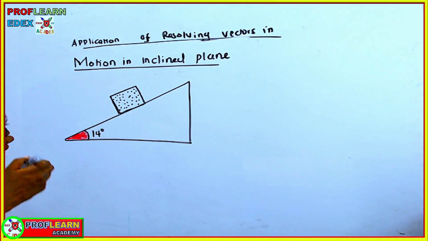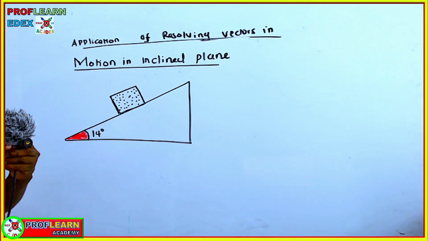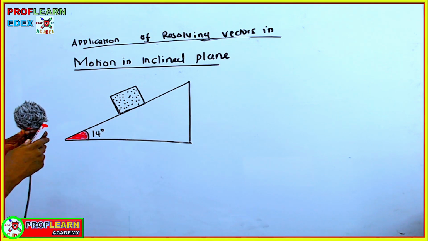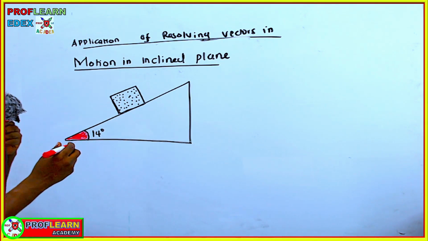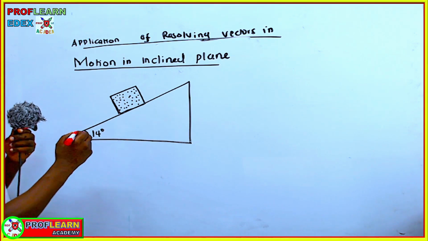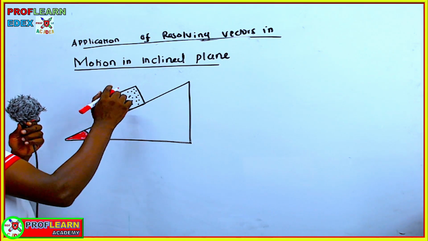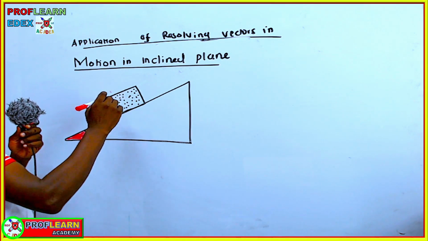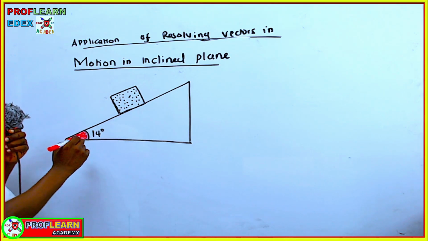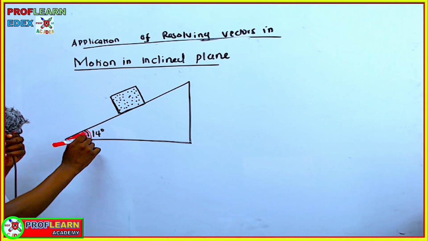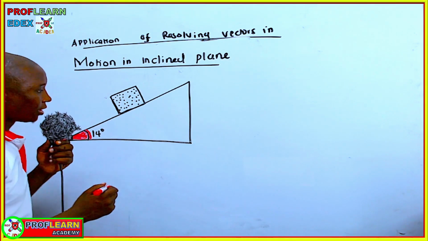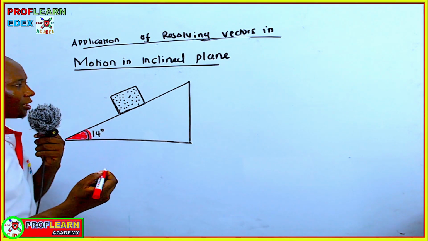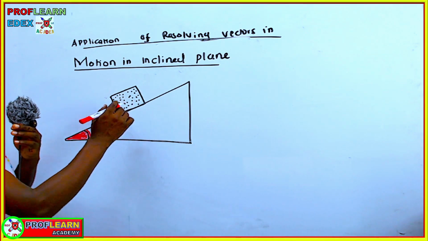So another area that you are going to see resolving vectors is also motion in inclined plane. So for instance, we have a box that is resting on an inclined plane, and this angle of inclination for this case is 14 degrees. Now you'll be asked about different forces that are acting here.